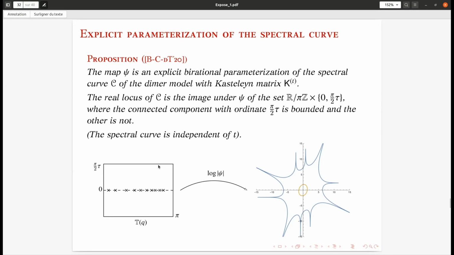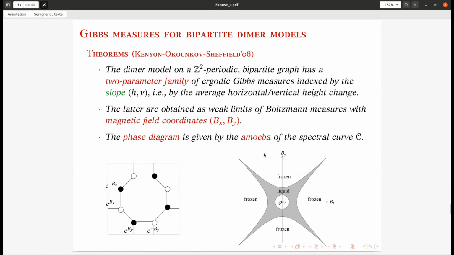So the top boundary goes to the inner hole. Here you have some poles, and the poles are what give you the tentacles. So this set goes to the outer boundary of the amoeba. And here you have two copies of the interior because you have a Harnack curve. Okay, so in the amoeba, both are put on the same thing, but in the curve, you have two copies of each point that you see on the amoeba. And also, quite remarkably, the spectral curve is independent of T.